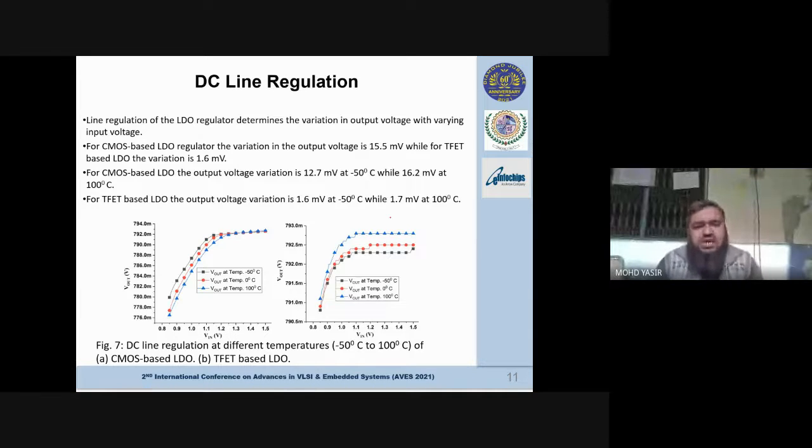For CMOS based LDO, the output voltage variation is 12.7 millivolts at minus 50 degrees centigrade, while 16.2 millivolts at 100 degrees centigrade. For the TFET based LDO, output voltage variation is 1.6 millivolts at minus 50 degrees centigrade, while 1.7 millivolts at 100 degrees centigrade only.